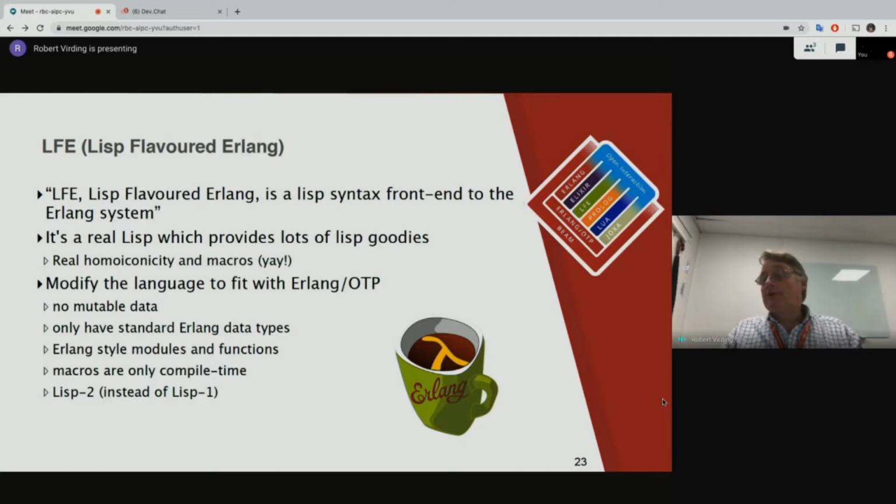But we're not doing a standard Lisp or a Scheme, because they would not fit directly onto the Erlang system. They have, for example, mutable data and other ways of working with modules. So the Lisp has been modified to fit these. So, for example, there is no mutable data. And we have standard Erlang data types, Erlang style modules and functions, macros at compile time. It's a Lisp 2 instead of a Lisp 1. I'll not get into that discussion now here, but yeah.